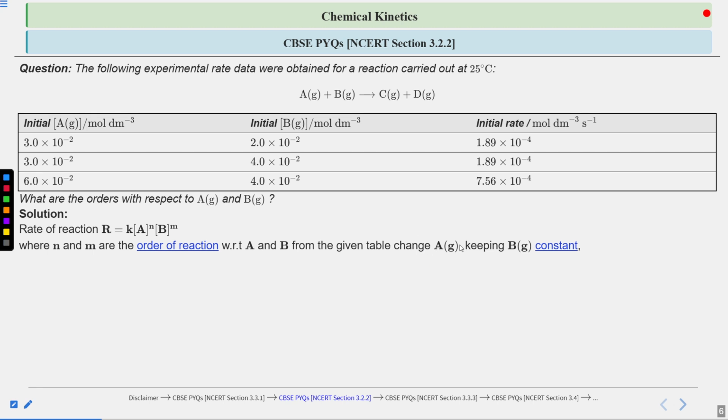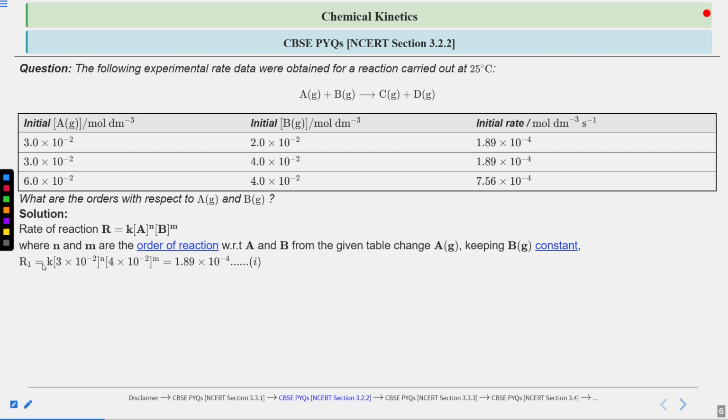So from the given table, change the A and keep the B constant. So your R1, okay, we are applying the condition on the given data that we have to change the A concentration and keep the B concentration constant to get the relation between N and M. That's what we have to find out, right?